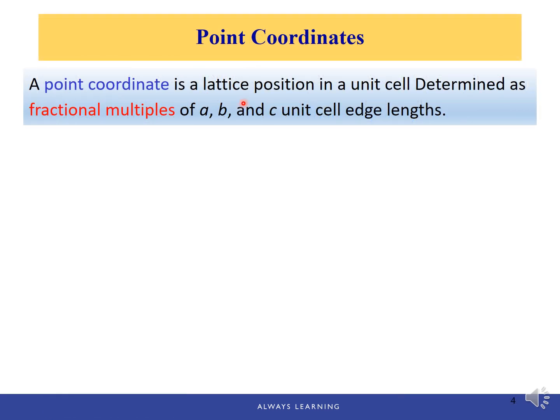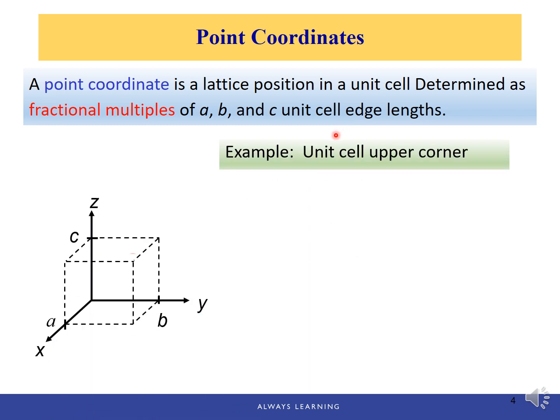Sometimes it is necessary to specify a lattice position within a unit cell. Well, a lattice position actually is just a point. So we need to find the point coordinate in a unit cell, which is determined as fractional multiples of the cell edge length. So for a general unit cell, we have A, B, C as the edge length, but if you have a cubic cell, all the lengths will be A.